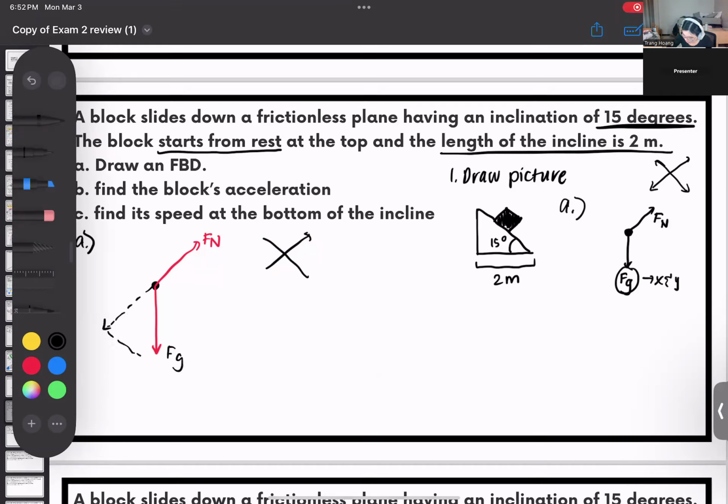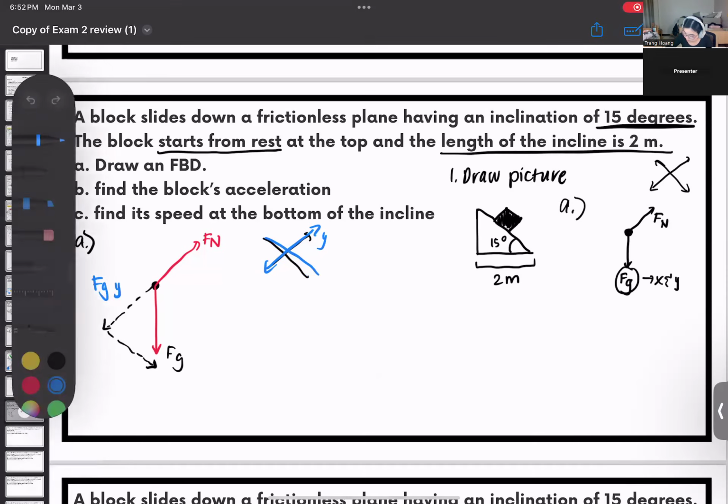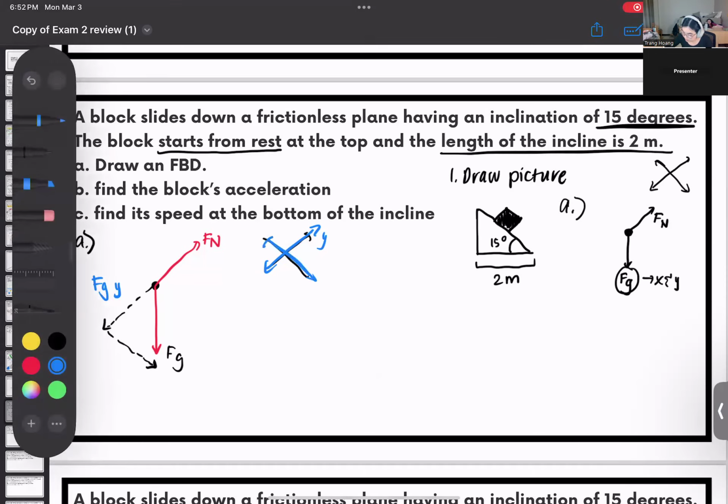Then we think about it. That is splitting it up. We've got our force of gravity, Y. This is Y. This is X. I'm wasting time, who cares? Okay. X. FGX. Okay.